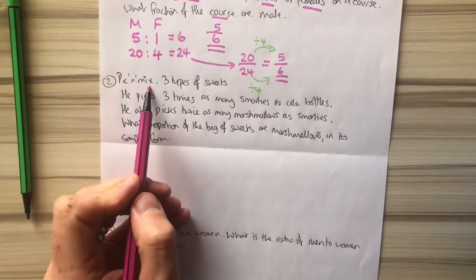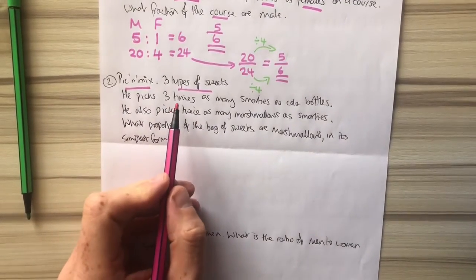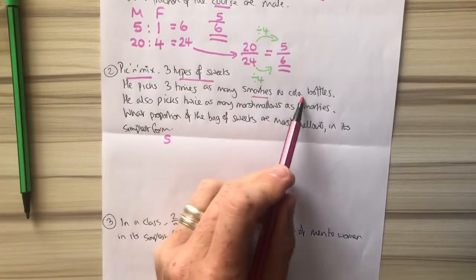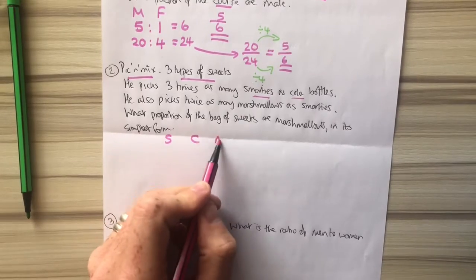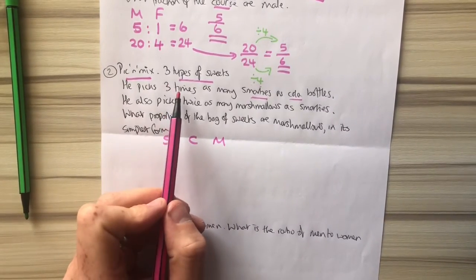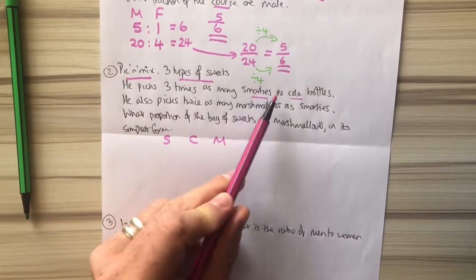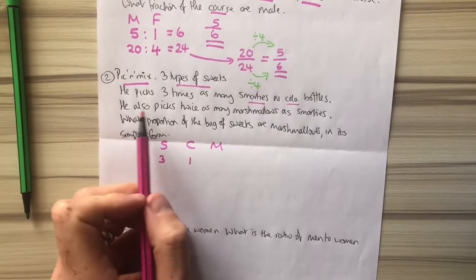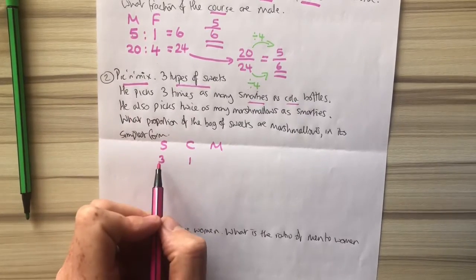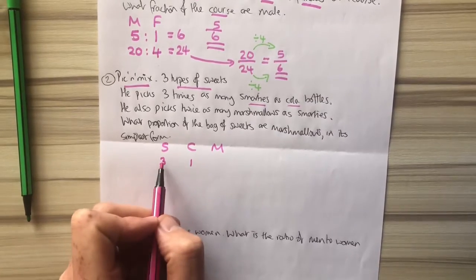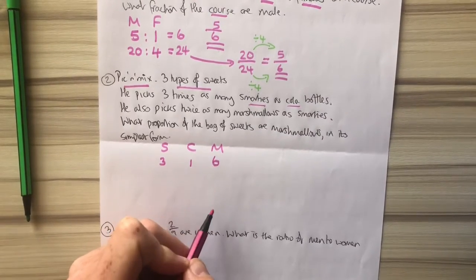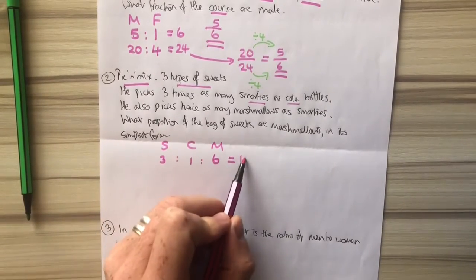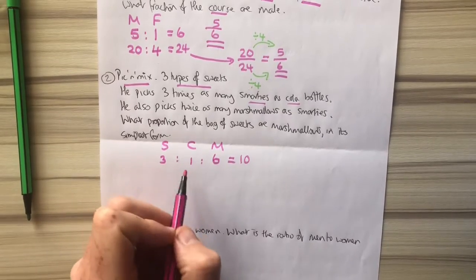Next one. So in Pick and Mix, there's 3 types of sweets. So there's Smarties, there's cola bottles, and there's marshmallows. You need to read these questions really carefully. He picks 3 times as many Smarties as cola bottles. So if cola bottles was 1, Smarties will be 3. He also picks twice as many marshmallows as Smarties. So that works out because twice as much as that is marshmallows. So the smallest you could have is 10 sweets. It'll be 1:3:6 in that order.